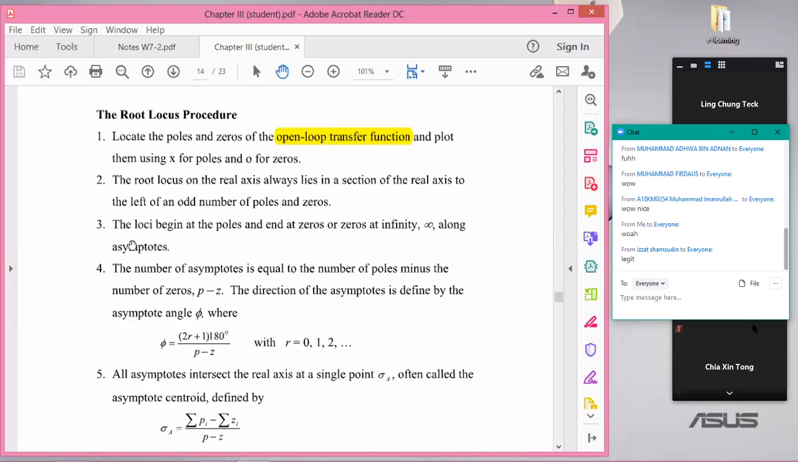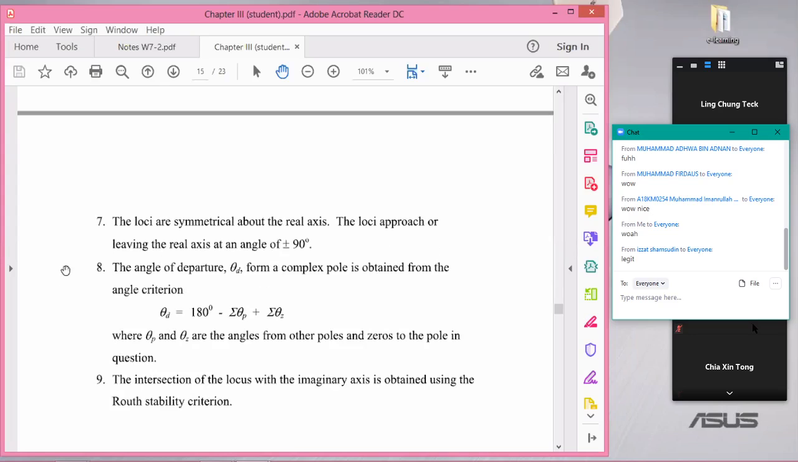In our example yesterday, we didn't do this step 8. We didn't go through this step 8, computing the departure angle from complex pole, because all of our poles are real, has only real value. It doesn't have the complex part. So today we're going to look at one example where you're going to have some complex pole. If you have complex pole, then you cannot omit this step 8.